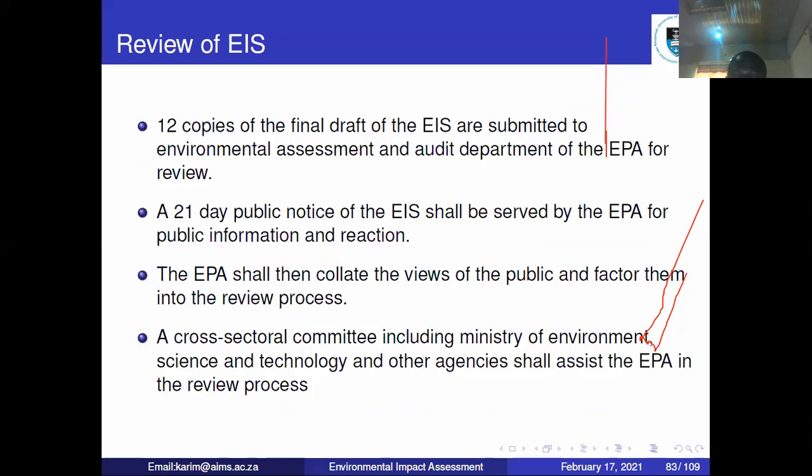So people have to review your environmental impact statement. You have to make 12 copies of the final draft of the statement, and that has to be submitted to the Environmental Protection Agency for review. So once you submit it, a 21-day public notice of the statement will be served for public information and reaction.